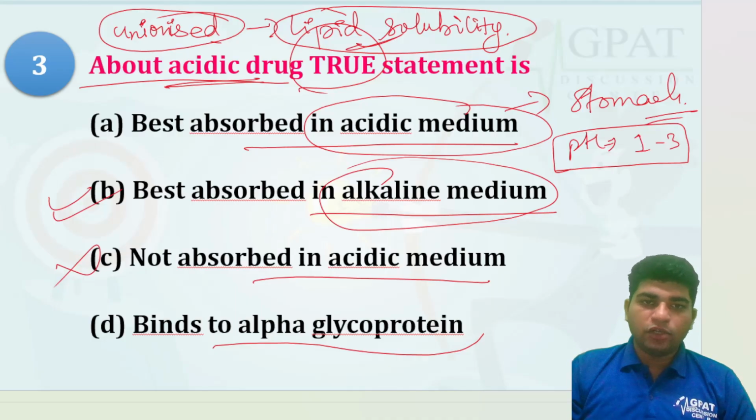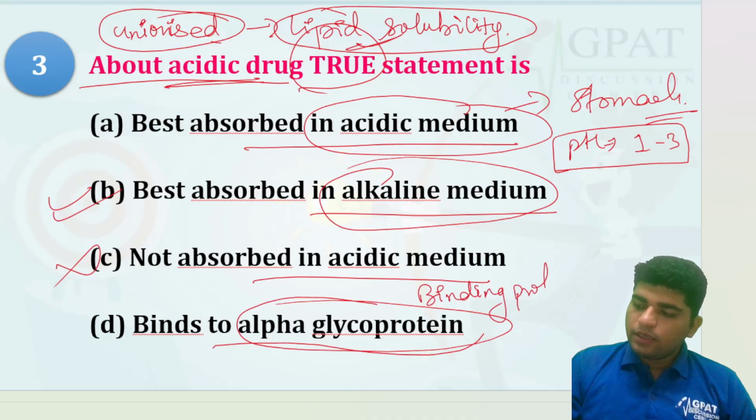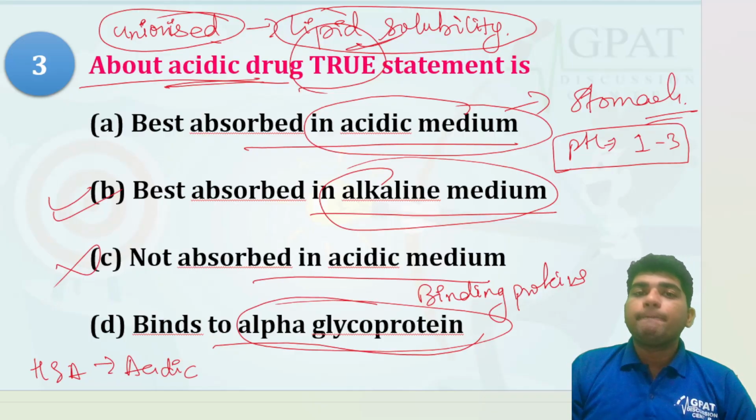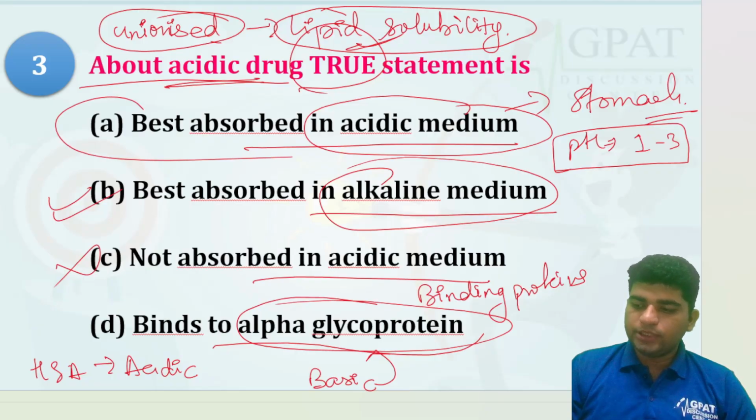Binds to alpha acid glycoprotein. See, these are binding proteins. HSA, that is human serum albumin, binds to the acidic drug, not to the basic drug. Basic drugs bind to this alpha acid glycoprotein. All right. So your right option will be this one, better absorbed in the acidic medium.